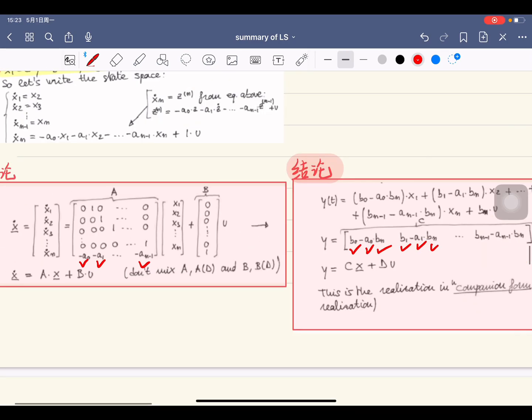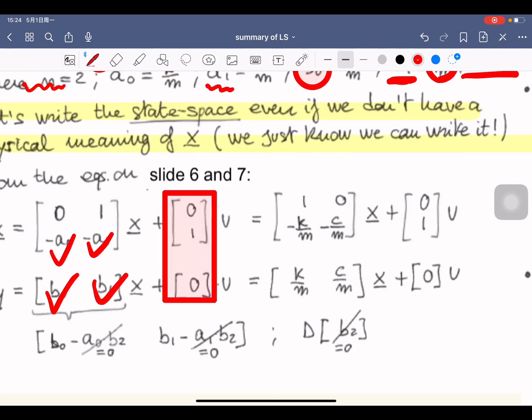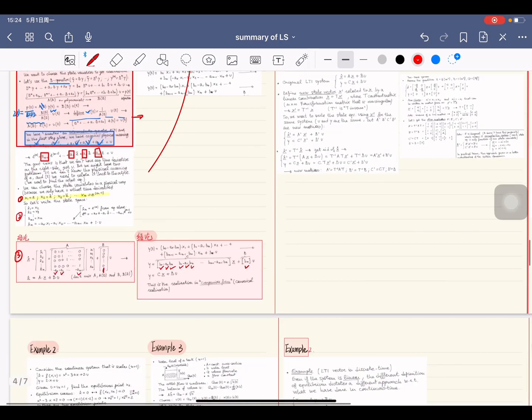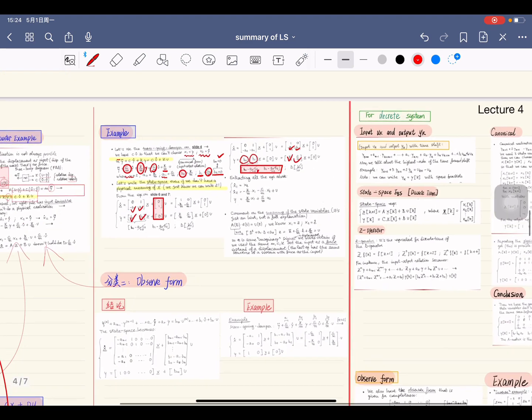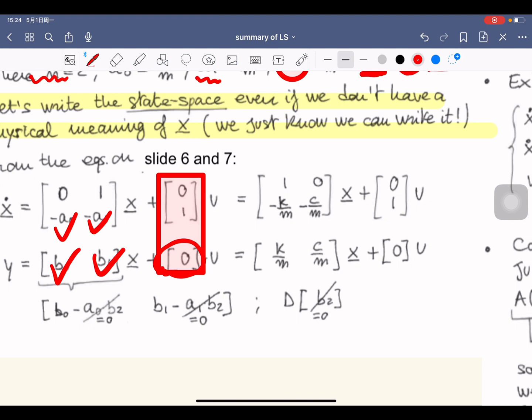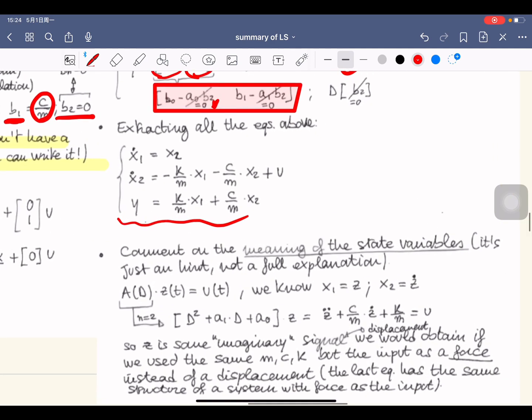For you, the last one will be 1. So here, we write 0, 1. But the first one will be 0. We should see the right output. It should be B2, n equals 2. But B2 is 0, so we write B0. After that, we can write this matrix into here. Comments on the meaning of the state variable: discuss and hint, not a full explanation.